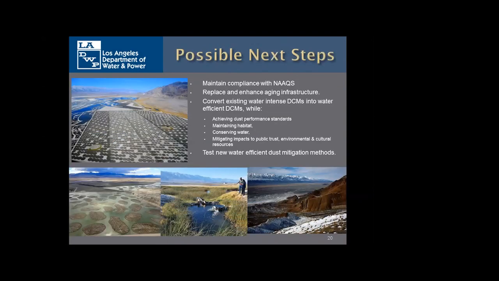So possible next steps for us: obviously a lot of the infrastructure is becoming very old, so we have to replace and enhance aging infrastructure using new technologies, better ways of doing it. The early phases were quick and dirty: get it done, wet the areas, let's go on to the next. We have to obviously maintain compliance with our national ambient air quality standards.